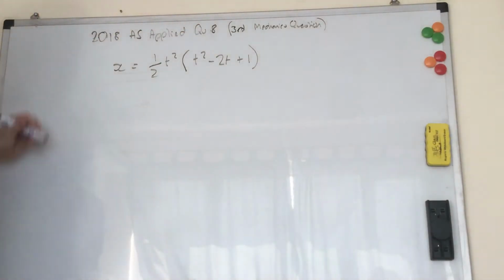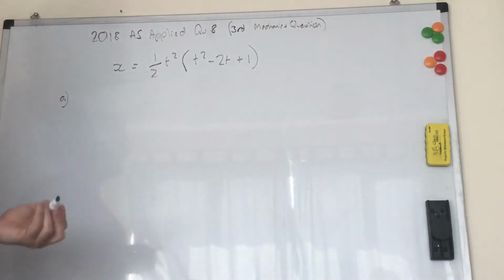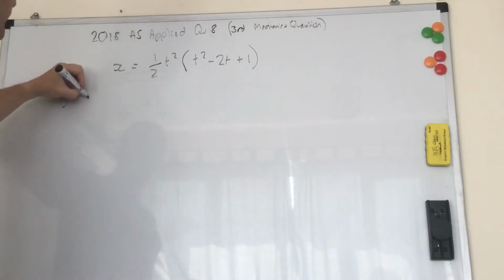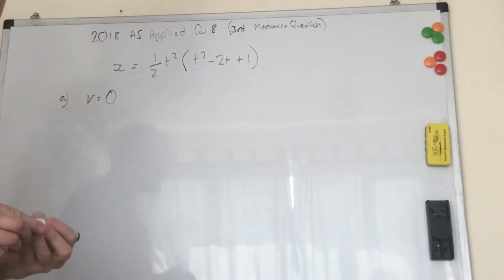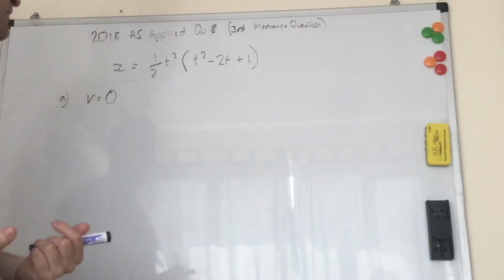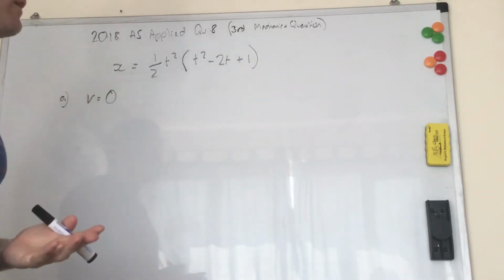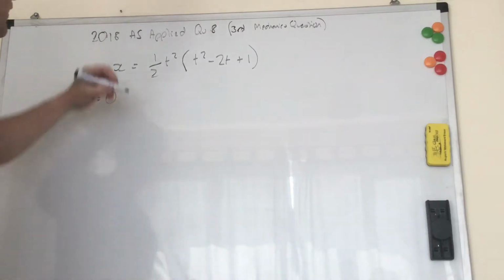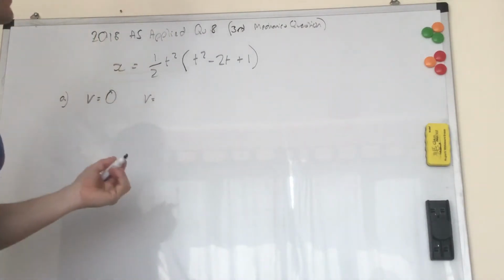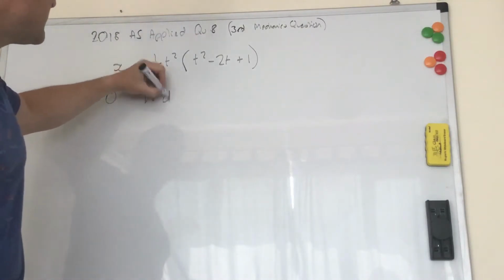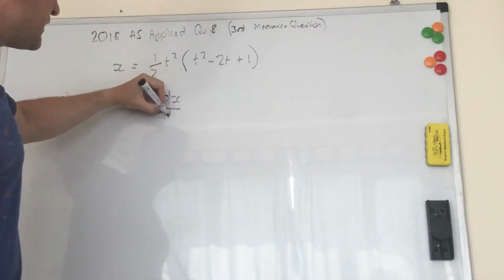Okay. A, find the times when P is instantaneously at rest. If it's instantaneously at rest, it means that the velocity is 0. Okay, not the displacement is 0. We can't put that equal to 0 and solve it. That would be quite a straightforward 5-mark question. So we need velocity. So we need to know that velocity is the differential of the displacement. So it's going to be dx by dt.